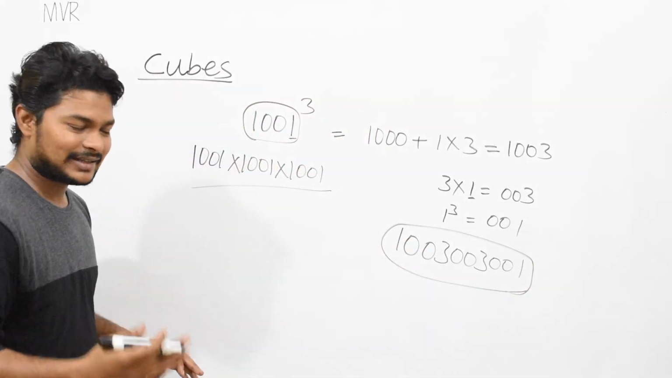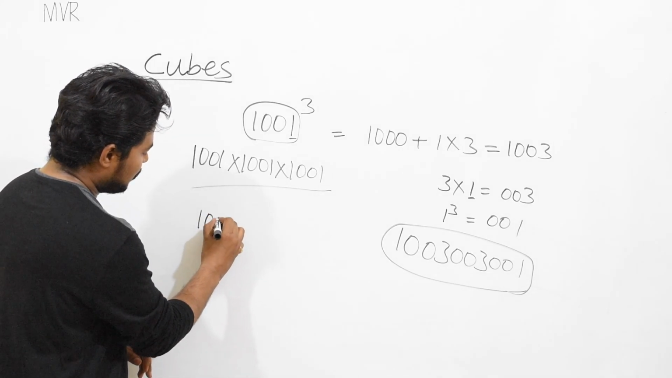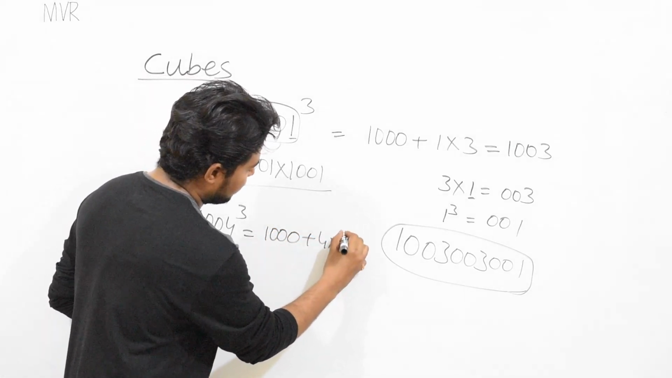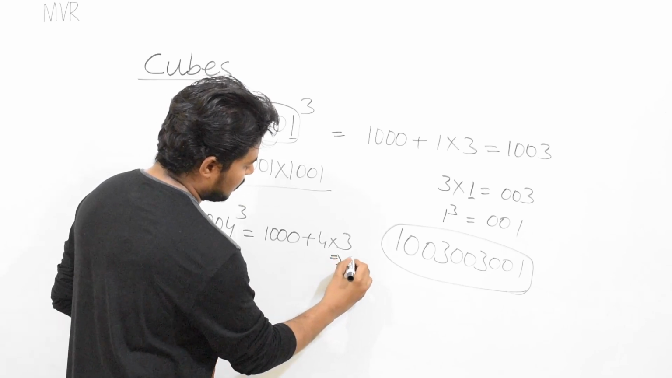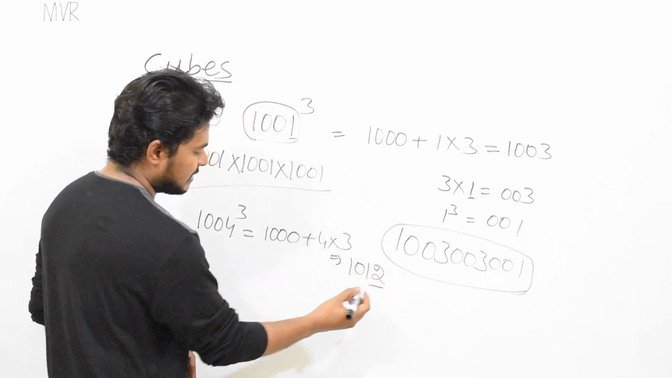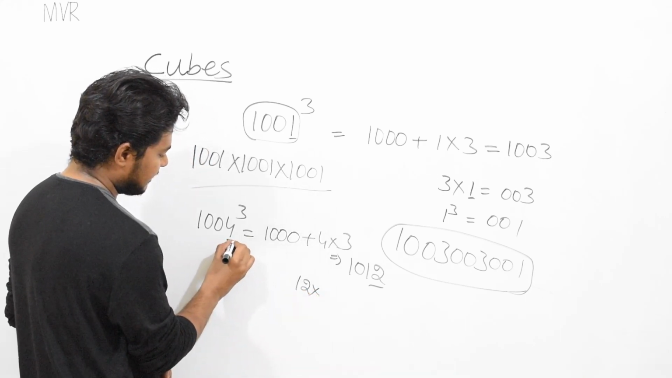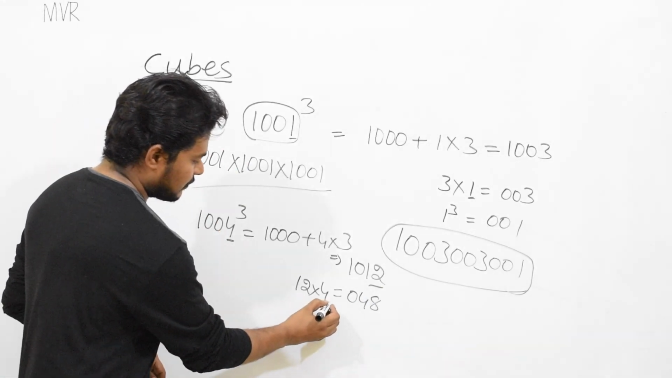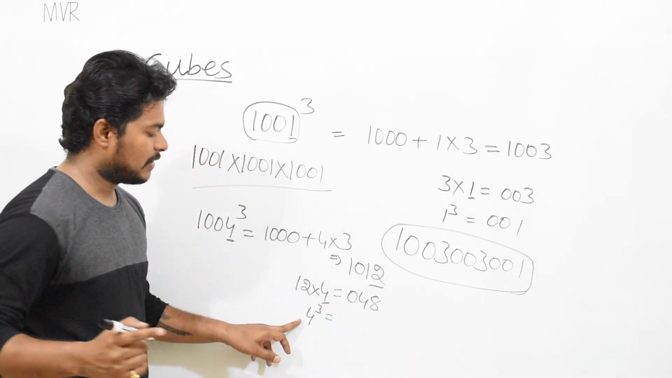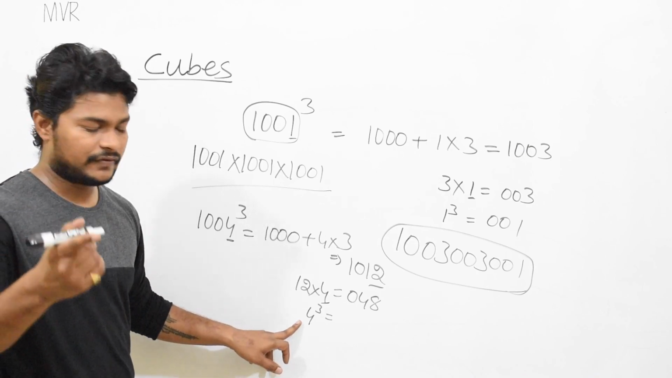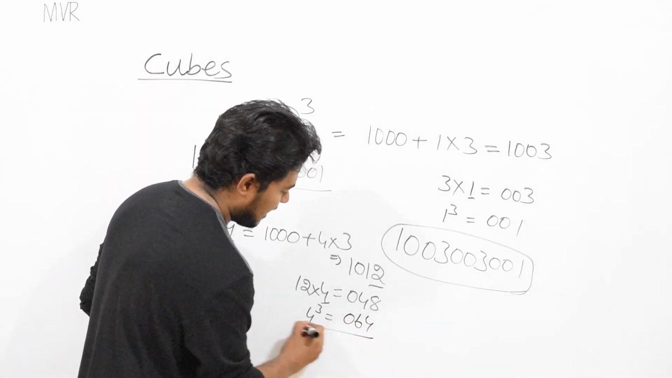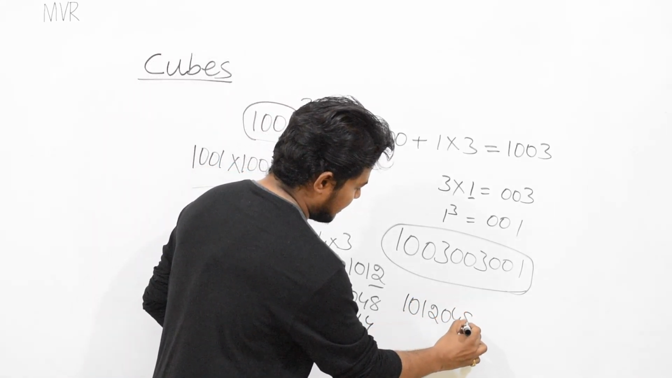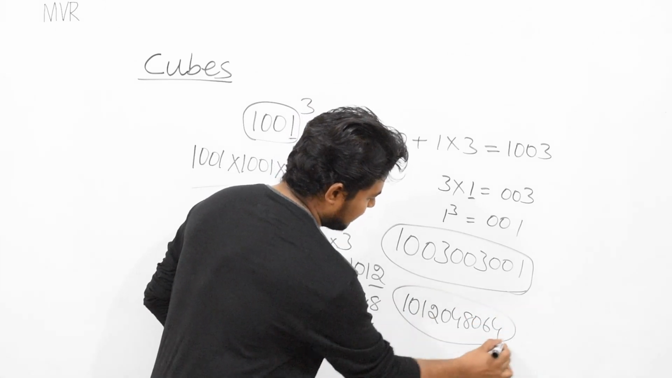Surprise, right? We will solve another example. 1004 cube. 1000 plus 4 into 3. This will be equal to 1012. Here 12 is the excess, so take the 12 into the excess 4. 12 4s are 48, so write 048. Now take this 4 and cube it. 4 cube will be 4 into 4 into 4, 16 into 4, 64. Write 064, and write all the digits, that is 1012048064. This is the value.